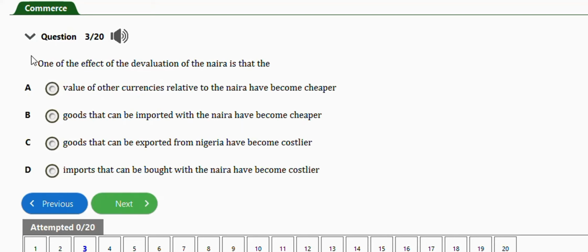It says one of the effects of the devaluation of the naira is that the value of other currencies relative to naira have become cheaper. Goods that can be imported with the naira have become cheaper. Goods that can be exported from Nigeria have become costlier. Imports that can be bought with the naira have become costlier. The right answer is option D. Imports that can be bought with the naira have become costlier. The next question is this one.